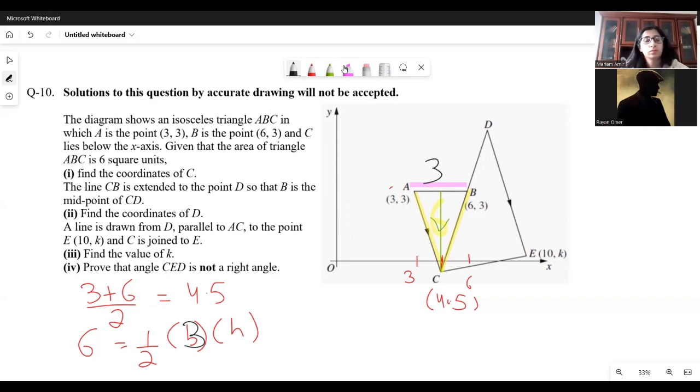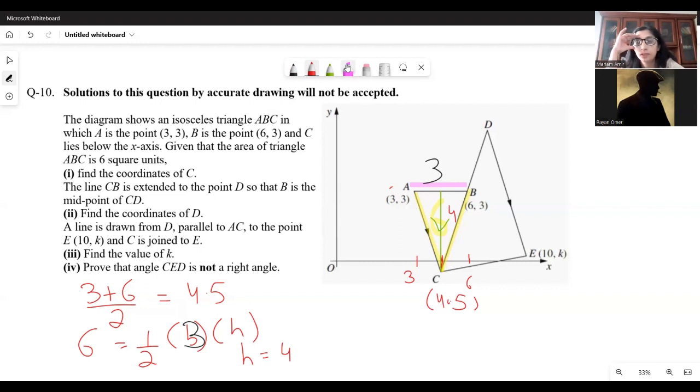Miss, I think the height would be 3 as well. 6 divided by 3 into 2, 4 are here. 6 times 2 divided by 3. Sorry, miss, I did it by looking at the triangle. Okay, no problem. Height is 4. So this will go 4 units down.